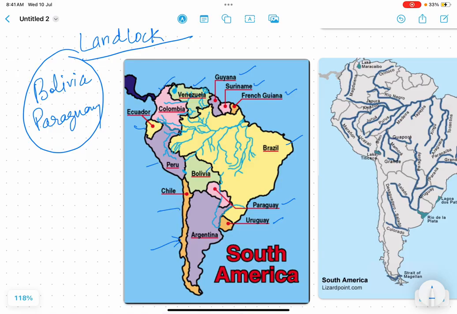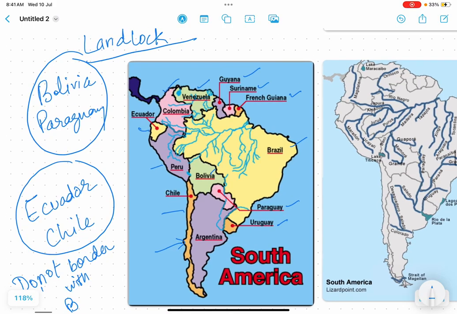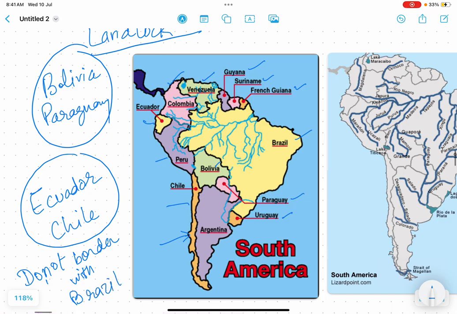Another important thing, that Ecuador and Chile are the only two countries that do not border Brazil. Rest all border Brazil. As you can see, here is Brazil's border. So only Ecuador and Chile do not border Brazil. Rest all countries border Brazil.